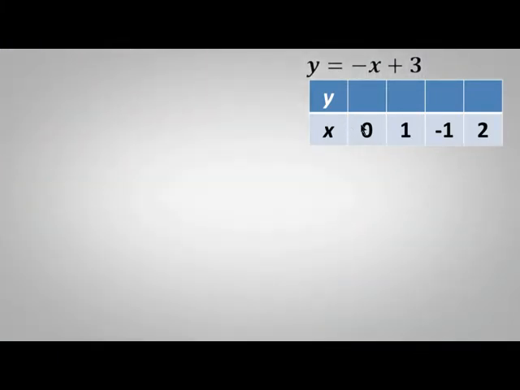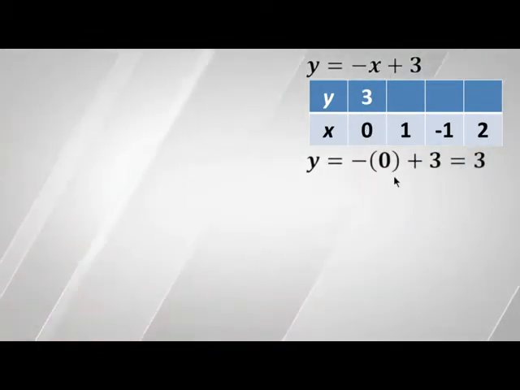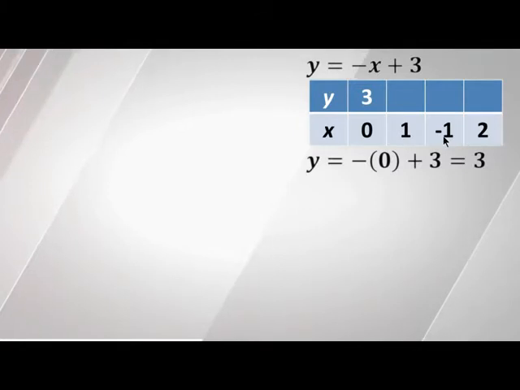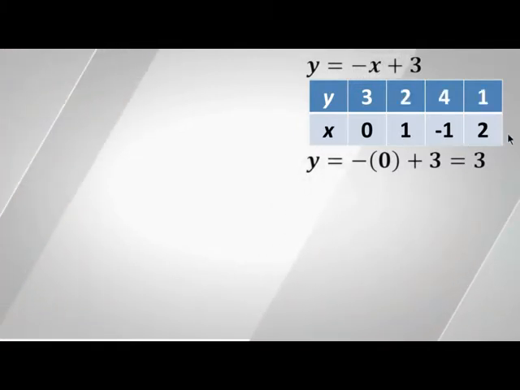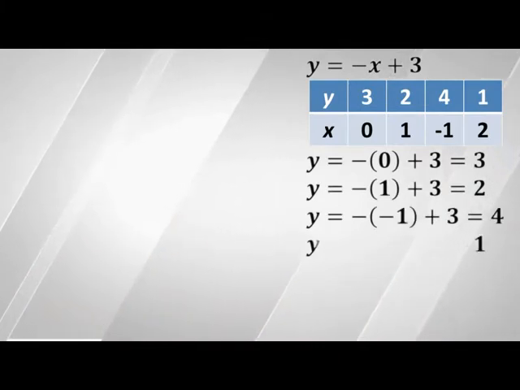So, for x equal to 0, I will substitute the value of x into this equation in order to find the value of y. So y equal to 3. It comes from this. I substitute 0 into this equation, so I find 3. If you substitute the value of x equal to 1 or negative 1 or 2, this is the number that you will find. It comes from this calculation.